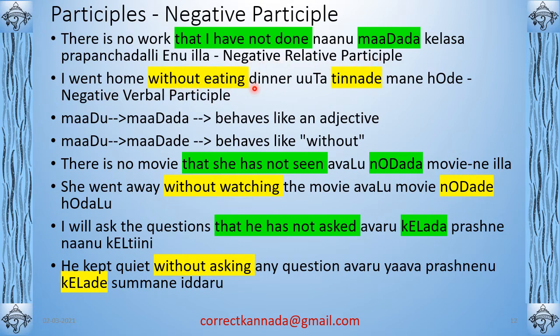I went home without eating dinner. ಊಟ ತಿನ್ನದೆ ಮನೆ ಹೋದೆ. So you basically add de to it, for this negative verbal participle. For the negative relative participle, instead of de, it is just the da, ಮಾಡದ. Okay, ಮಾಡು, ಮಾಡದ. Whereas the negative verbal participle will be de. ಊಟ ತಿನ್ನದೆ. So without eating is represented as ತಿನ್ನದೆ.